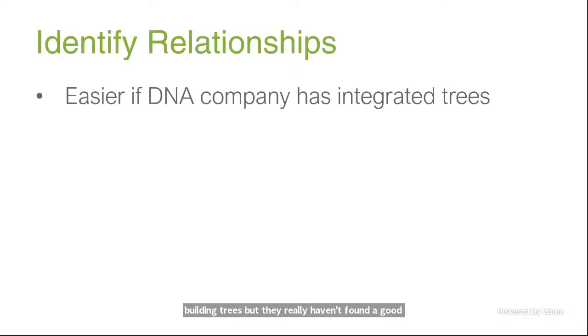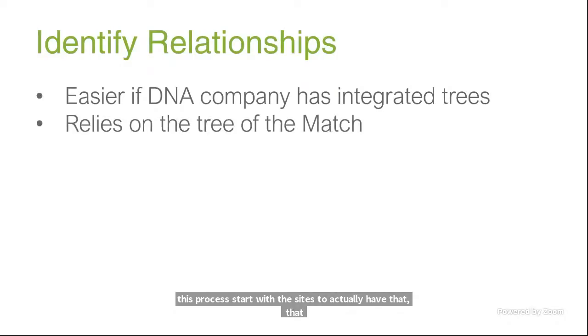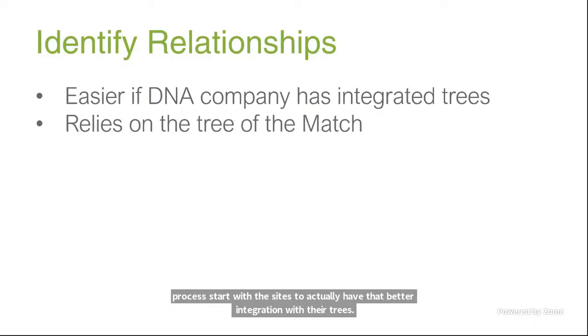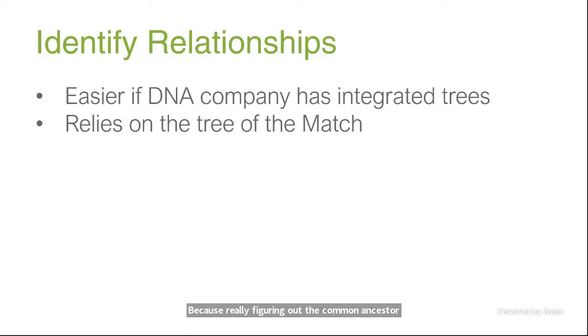So, if you're going to follow this process, you might want to start with the sites that actually have that better integration with their trees. Because really figuring out the common ancestor relies on the tree of the match. If there's no trees, then you get to contact your matches, which is definitely doable. But we'll talk about that a little bit in a minute.